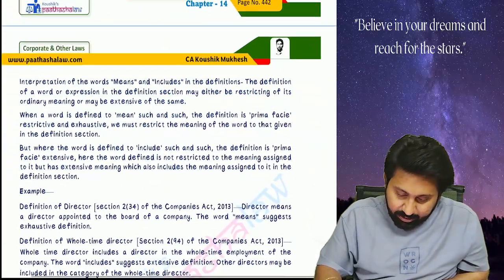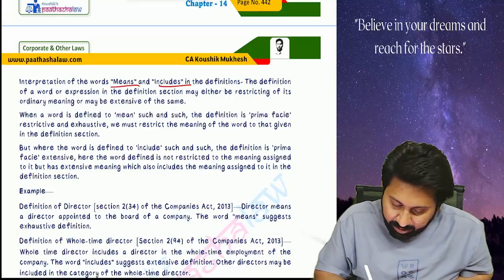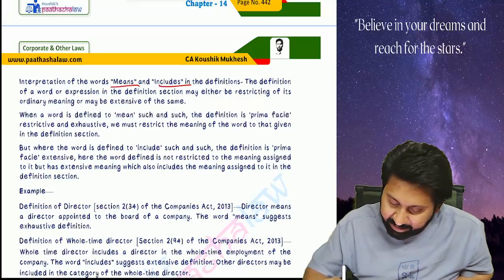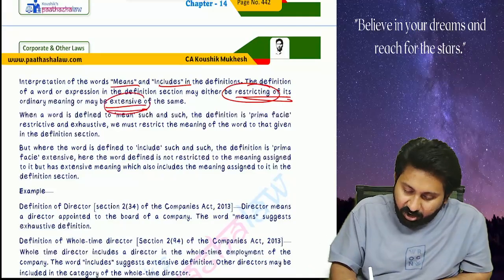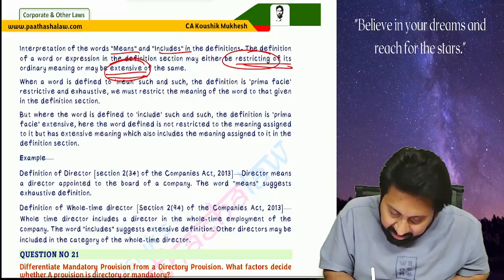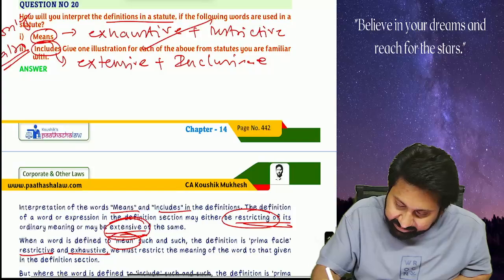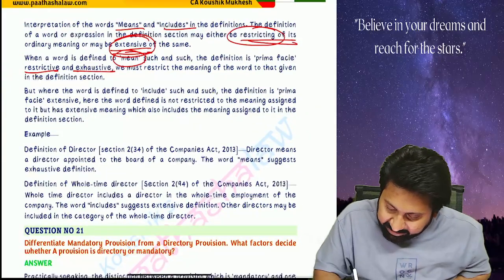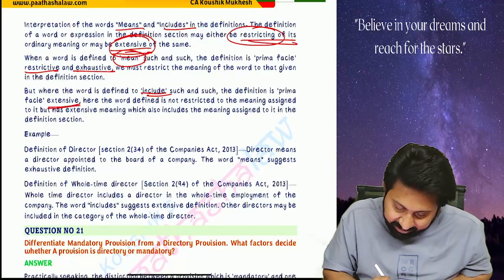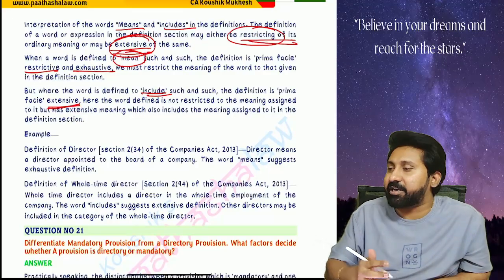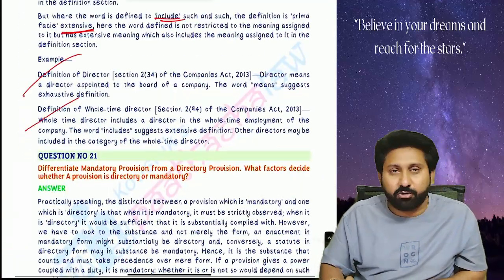Interpretation of the words means and includes. The definition of a word or expression in the definition section may be either restricting or extensive. Whenever I use the word means, it is restrictive, exhaustive, and must restrict the meaning. But where the word is includes, it is extensive and illustrative. Illustrative means those are only examples. Next, you write any two examples, you know.